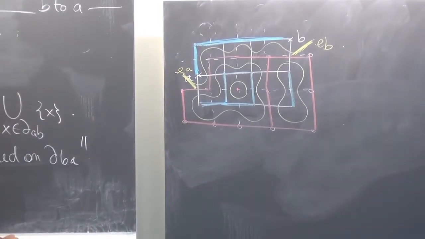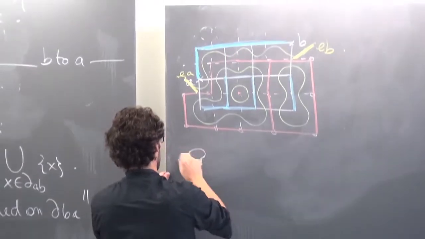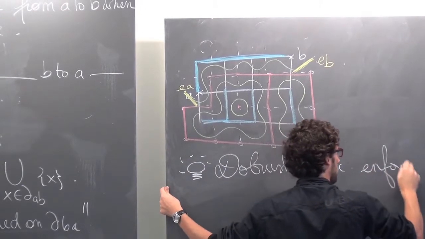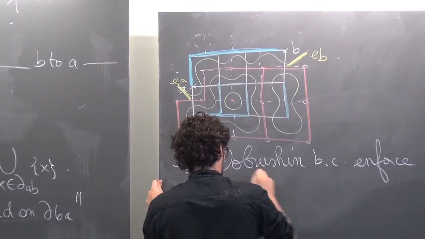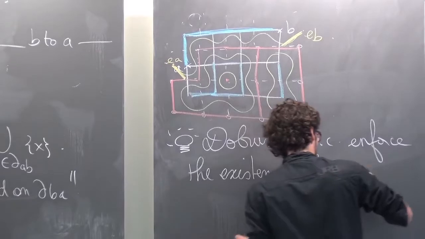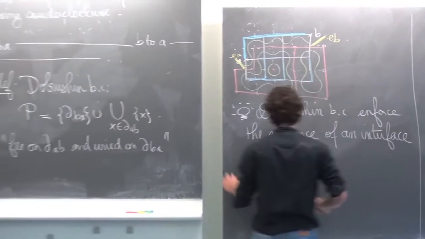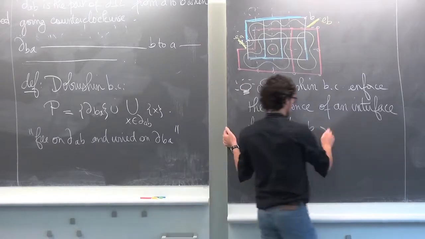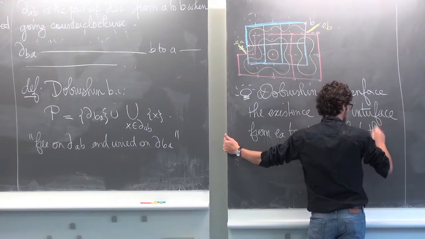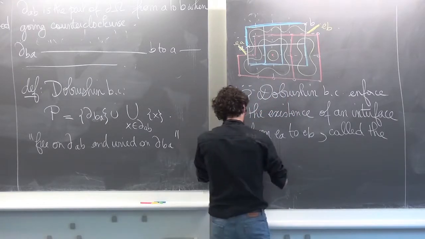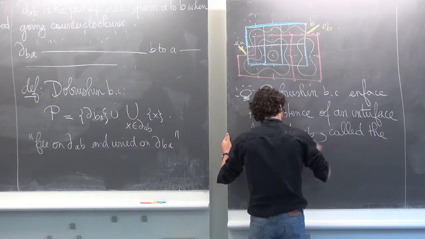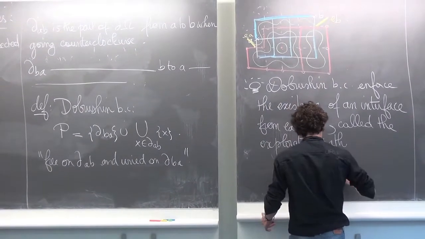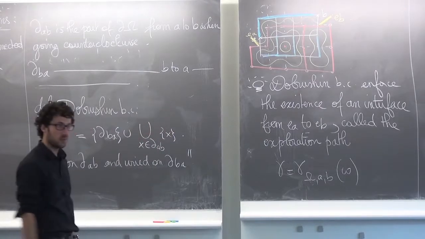Okay? So, observation: Dobrushin boundary condition enforces the existence of an interface, a curve, if you prefer, from EA to EB. And I'm going to call this interface the exploration path, and I'm going to denote it gamma, which is in fact a gamma of omega AB of small omega. It depends on all these things.